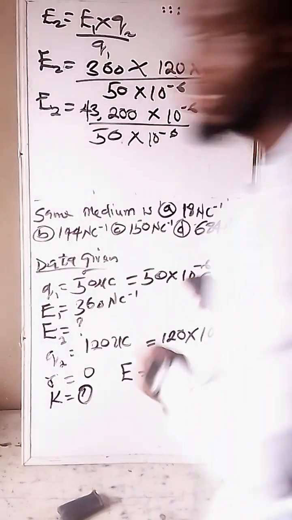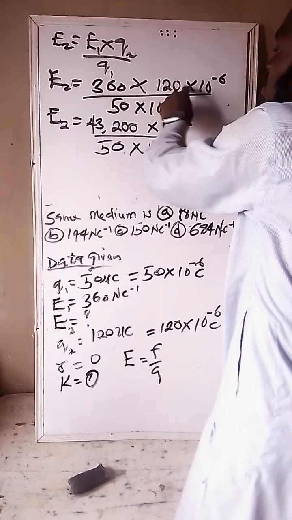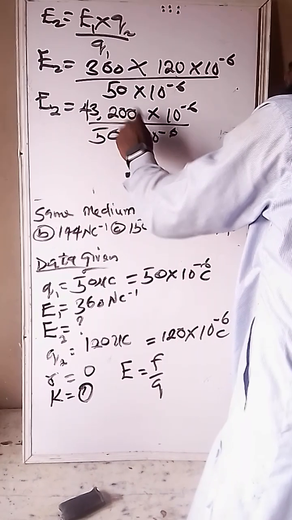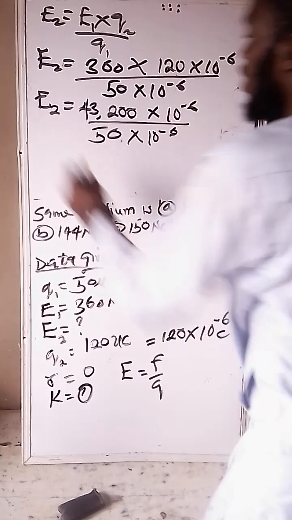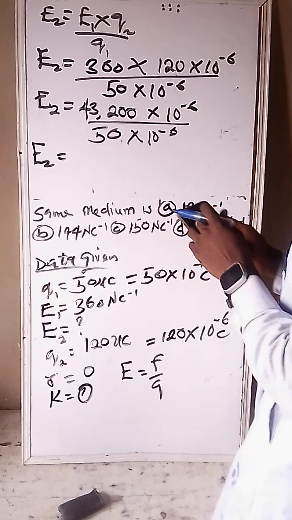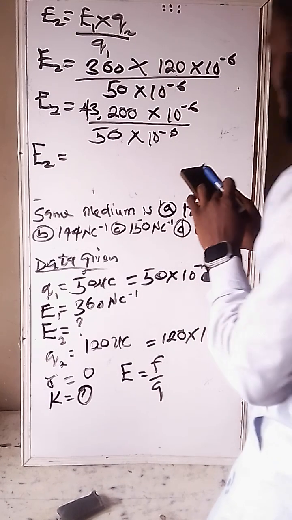Now, note, I've multiplied this with this. And when I multiply this with this, we get 43,200. This is what I actually get. And the next thing, E2, divide this by this. Please follow that. If you press all this in the calculator, you might likely get the wrong answer.